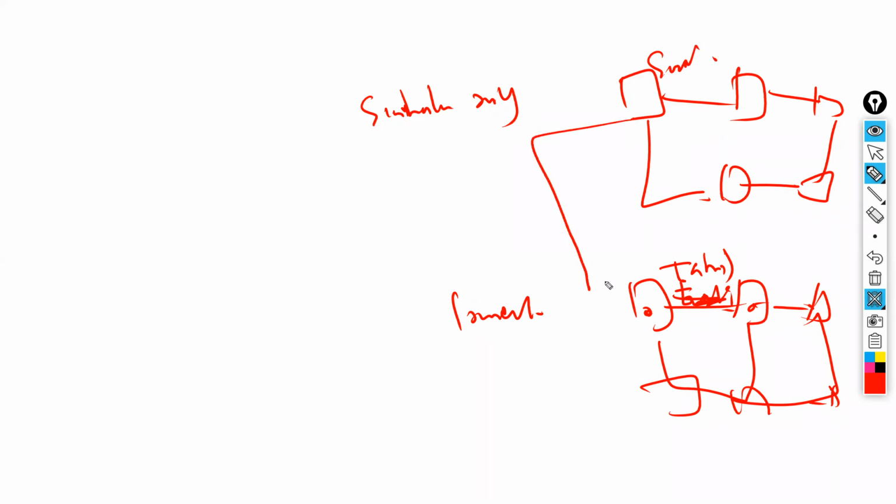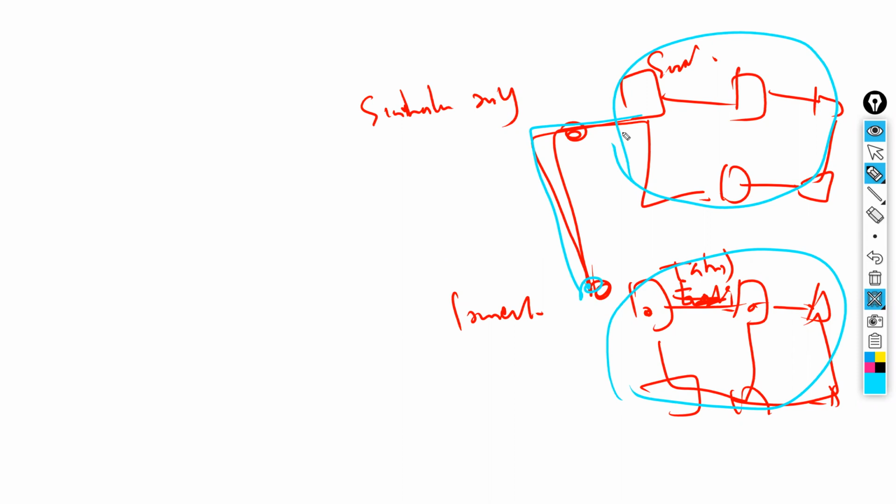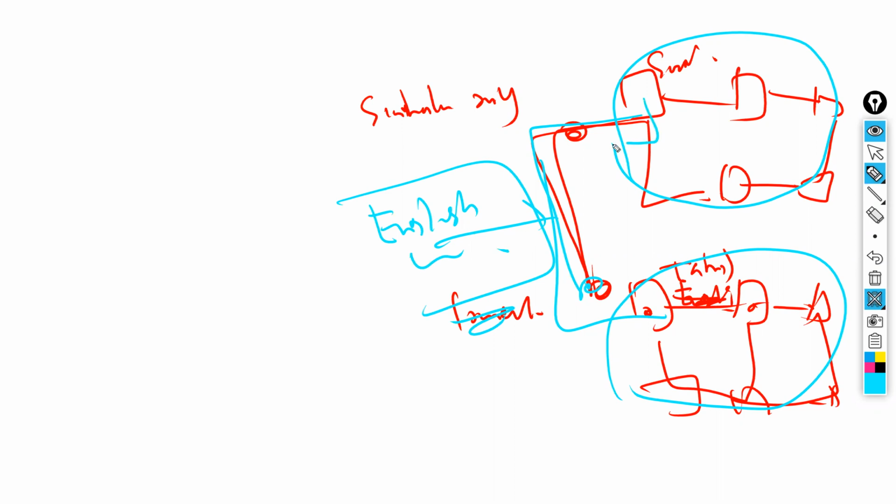How do they communicate? Can they communicate? No, they can't communicate, no? Because they only know Tamil, and this set only knows Sinhala. So how do they interact? They have to have a common language called English. If they know English, yes, they can communicate without any issue. But everybody should know English. Same thing here.